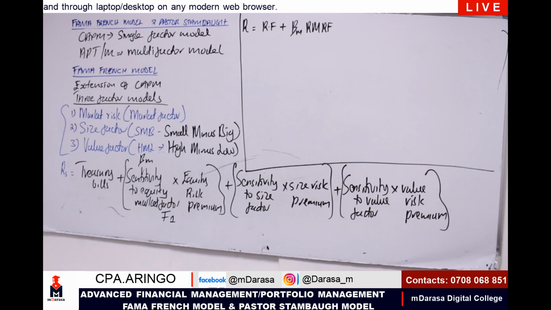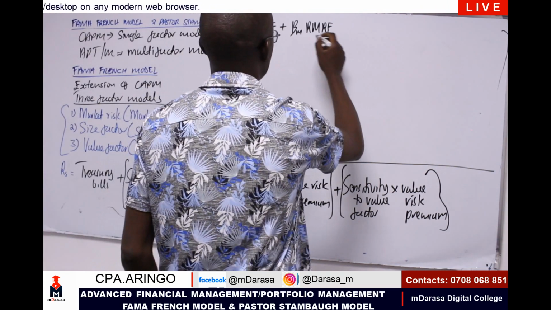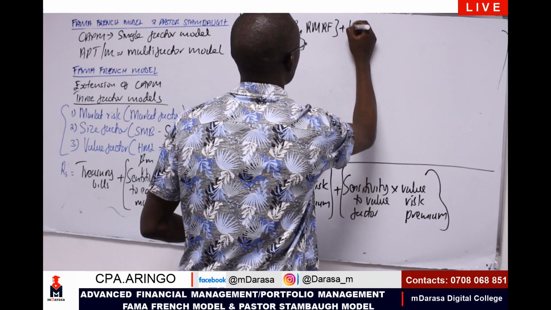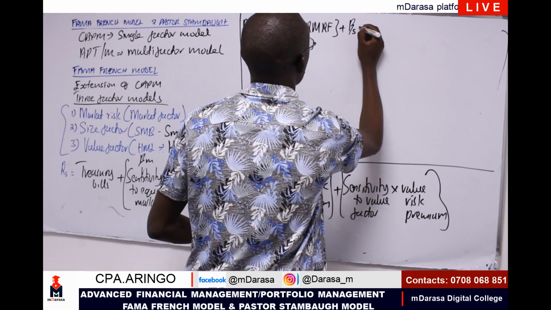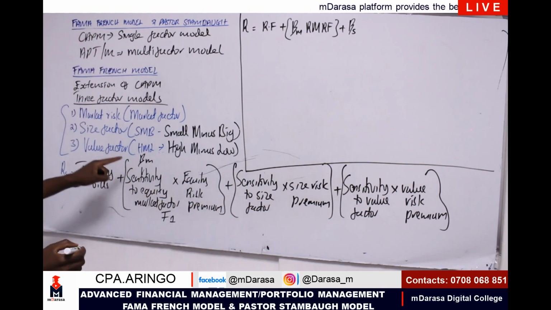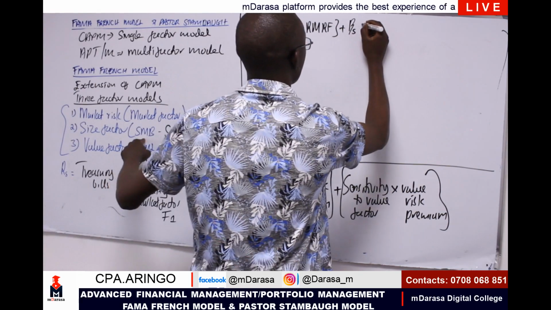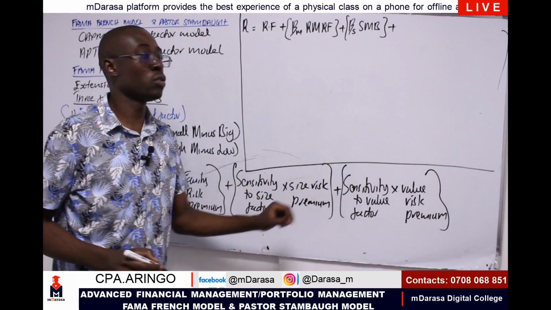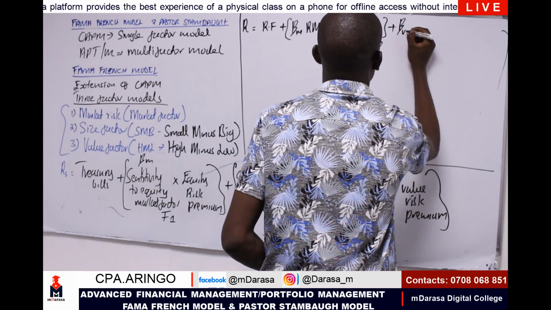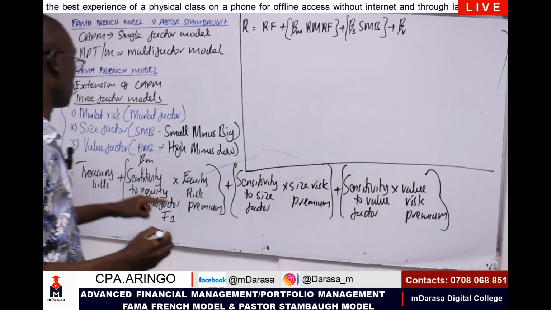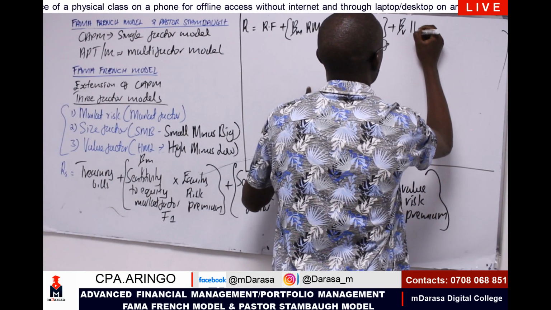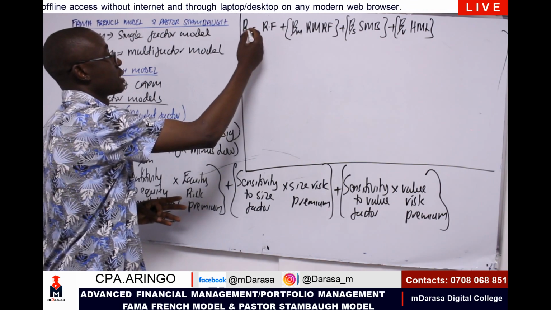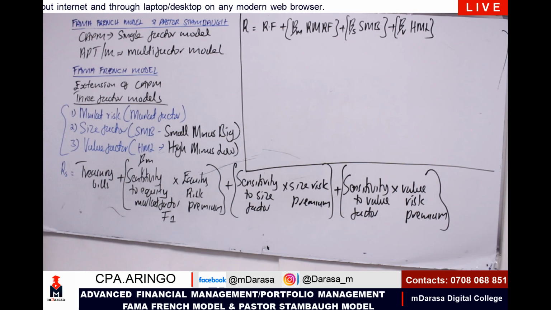Then, in addition to that, we are going to add the sensitivity to size factor, that is, the beta of our size factor. We multiply by the size risk premium, which here is SMB. Then we add this component, which is sensitivity to value factor. So I'm having the beta of our value factor, multiplied by the value risk premium, which is HML. You see? Having this gives us the return of the security that you are looking at. That is as simple as that.